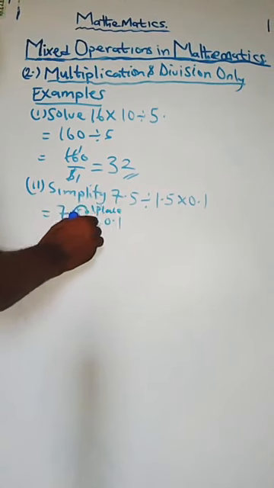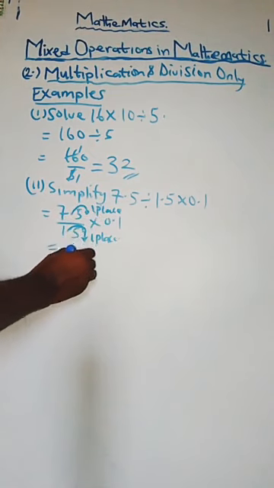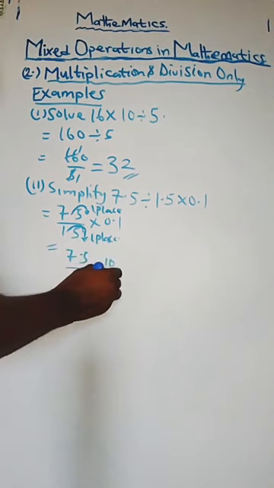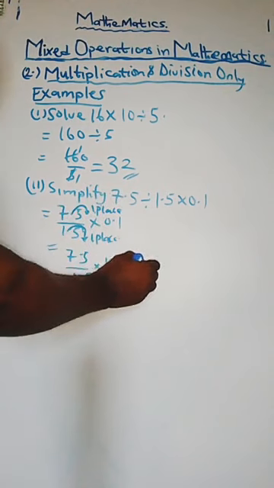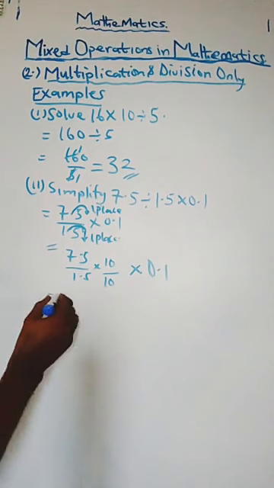This also moves one place. So that means 7.5 over 1.5. We multiply this one by 10, we multiply this one by 10. It is this one place that tells us that we should multiply it by 10 to convert it to a whole number. So this will be 7.5.